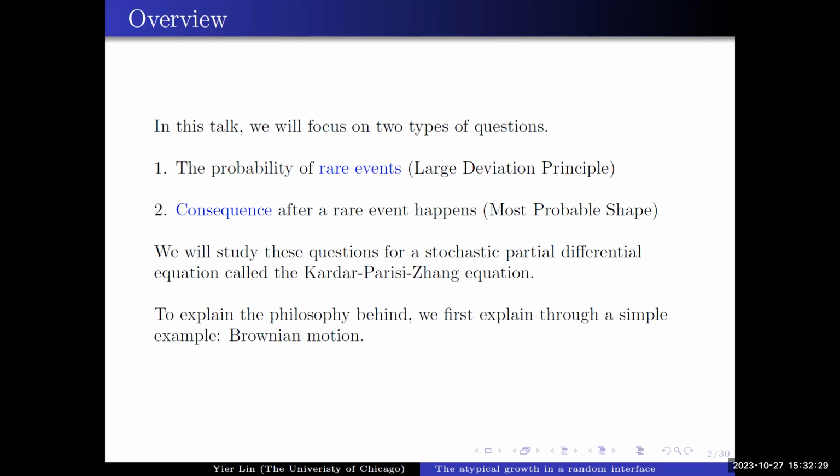So we'll study these questions for a stochastic partial differential equation that models random interface growth, called the Kardar-Parisi-Zhang equation. And to explain the philosophy and the method behind it, let's first explain through an example using Brownian motion.